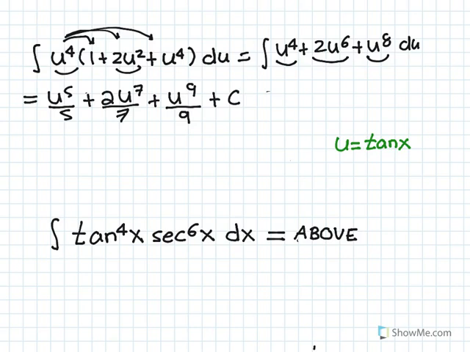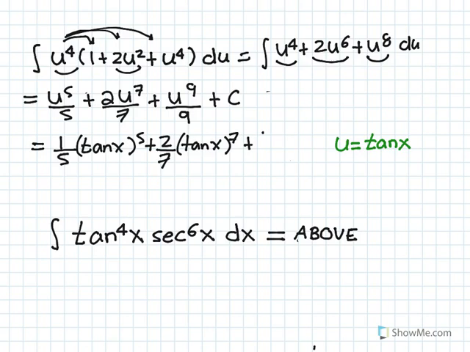Now we need to get everything in terms of x. We need to get it back to x. So that's going to be 1 over 5 tan x to the power of 5 plus 2 over 7 tan x to the power of 7 plus 1 over 9 tan x to the power of 9. Let me erase this part here so I can add a plus c, and I'll put this back in. Our substitution is u is equal to tan x.